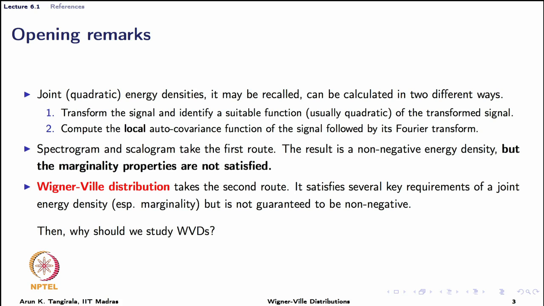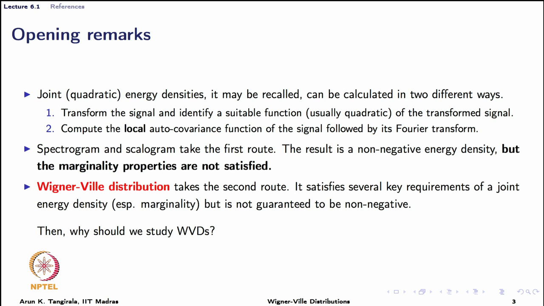The second route is to compute the autocovariance function if you are looking at purely energy spectral density, but if you are looking at joint energy density, we are interested in computing the local autocovariance function and then take a Fourier transform of the same, which is essentially an extension of the Wiener-Khinchin theorem to the time frequency plane.